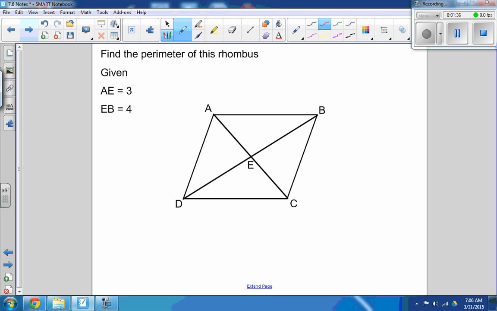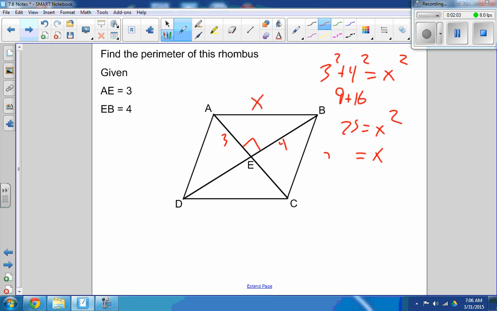So let's see if we can use this concept to solve a problem. Find the perimeter of a rhombus. We're given AE is 3, EB is 4. Now, using the property of a rhombus, we know that this is a 90-degree angle. So now we can use the Pythagorean theorem to solve for AB. 3 squared plus 4 squared equals x squared, so that's 9 plus 16, which is 25. Square root of 25 is 5.